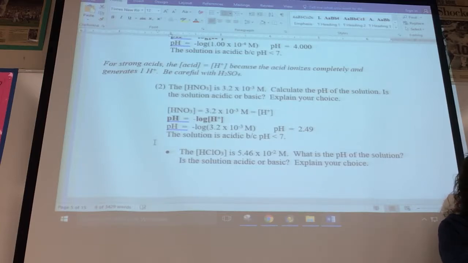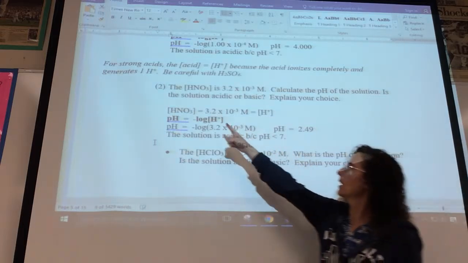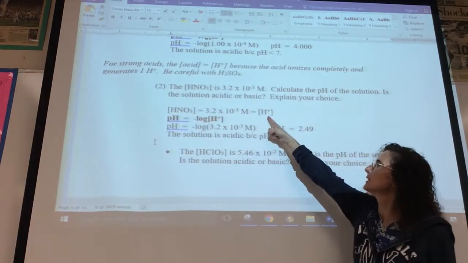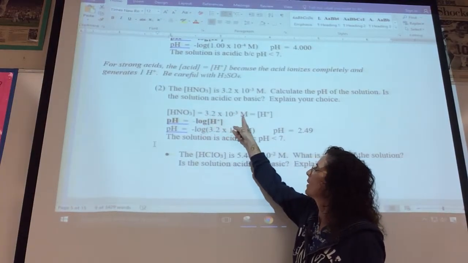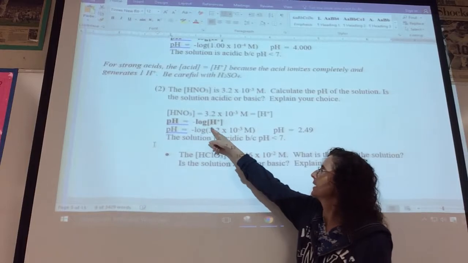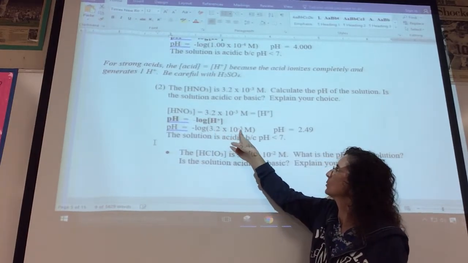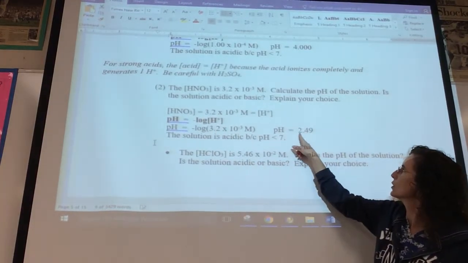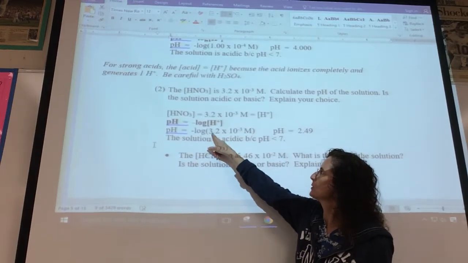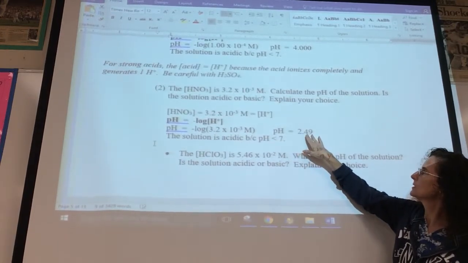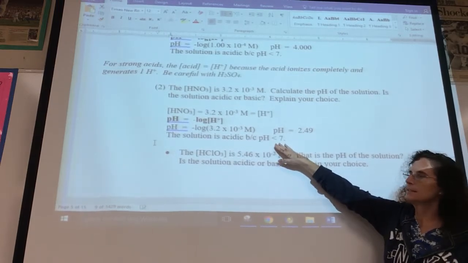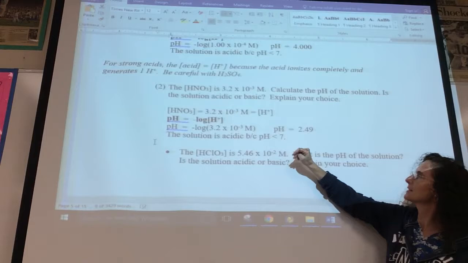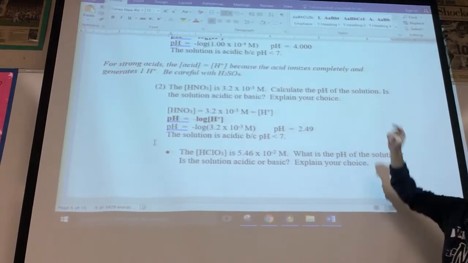It has 1 proton. Because it ionizes completely, the concentration of this strong acid is equal to the concentration of proton. Then you do negative log of that concentration. Again, a number greater than 1, the pH will be 2 point something, shown here. 2 sig figs after the decimal point. The solution is acidic because the pH is less than 7.